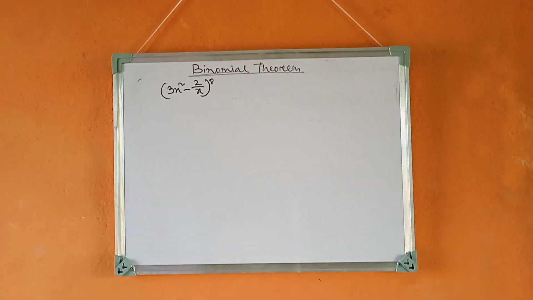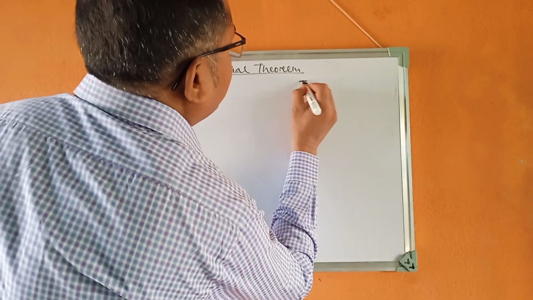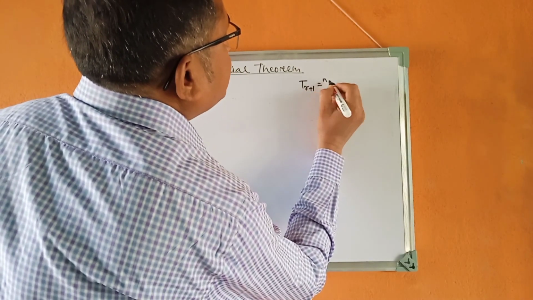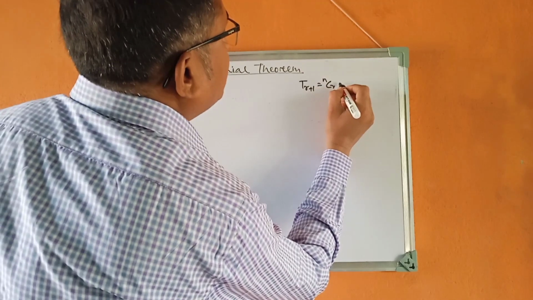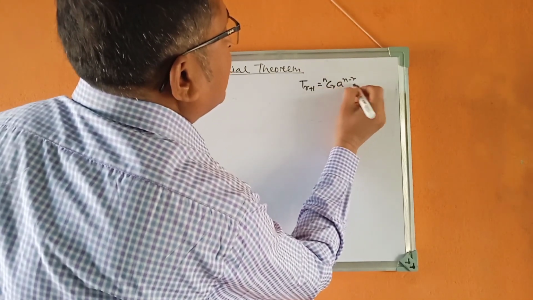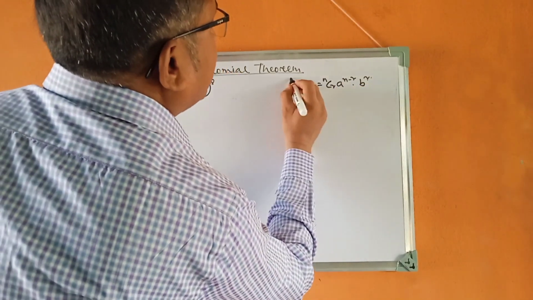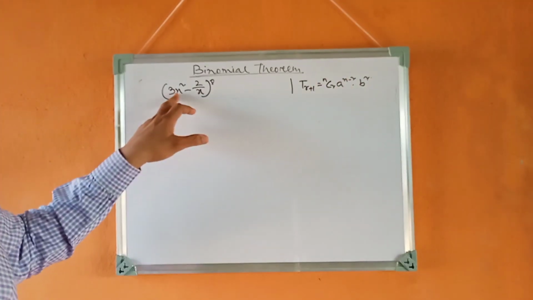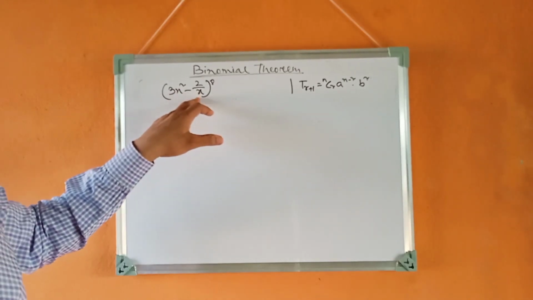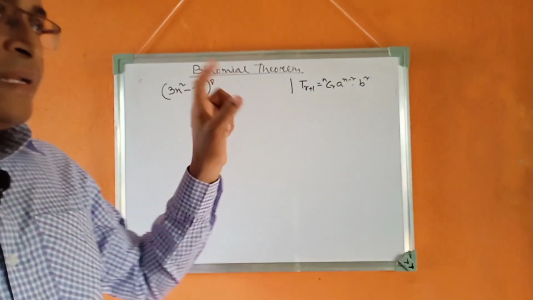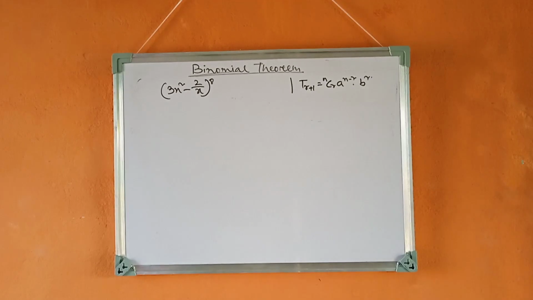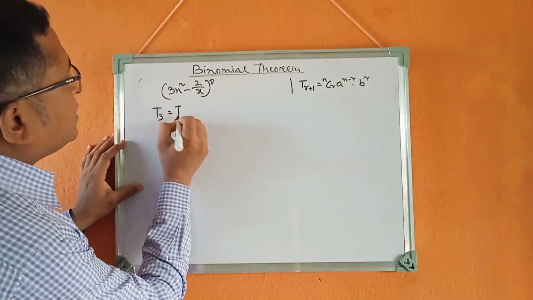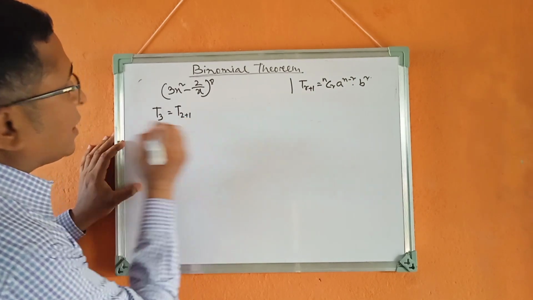Okay, so using the general term formula. So what is the general term formula? T r plus 1 equals nCr into a to the power n minus r into b to the power r. This is the general term formula. Now see here, a, b: the first term is a, the second one is b, and the power 8 here is n. N means any natural number. Now see, we are required to find the third term, that means T3. Write it in the form of T r plus 1, that is T 2 plus 1.